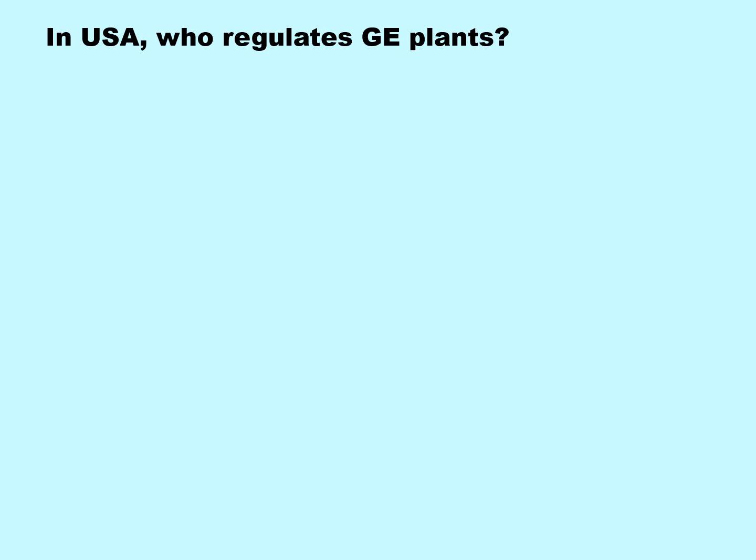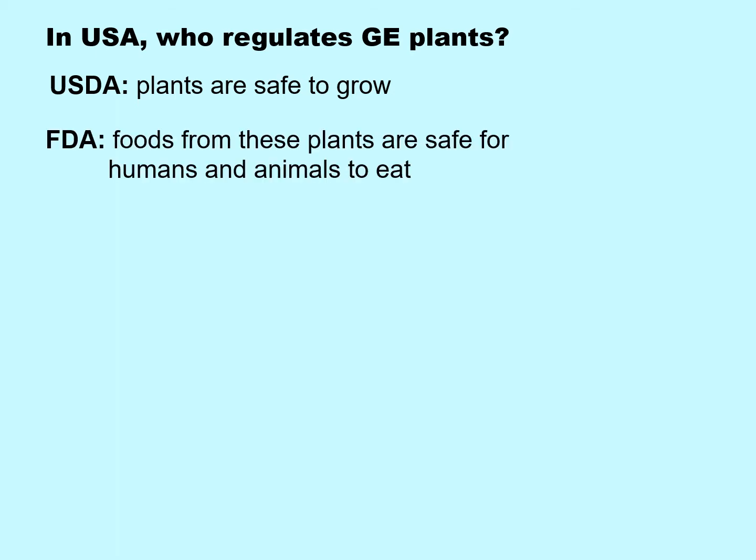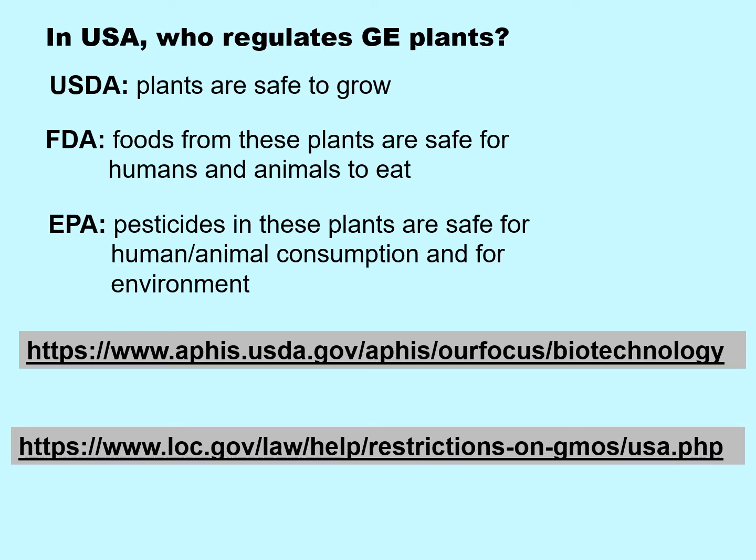So in the USA, who regulates genetically engineered or genetically modified organisms? Well, the USDA regulates that the plants are safe to grow. The Food and Drug Administration regulates that foods from these plants are safe for humans and for animals to eat. And the Environmental Protection Agency regulates that the pesticides in these plants are safe for human and animal consumption and for the environment. Notice I said pesticides in these plants.